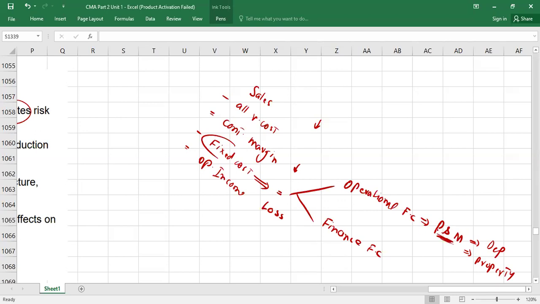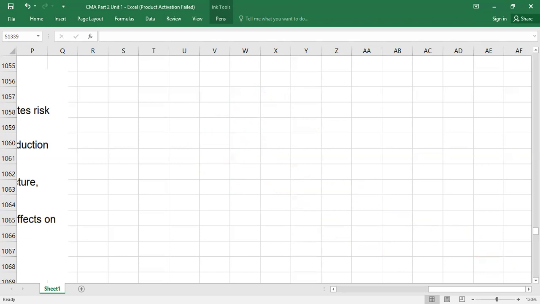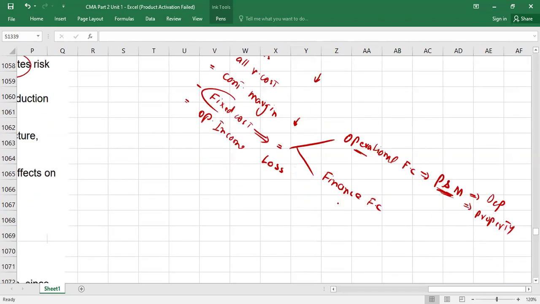Maybe you have rent, etc. So all the fixed cost which is relevant to your operation is called operational fixed cost. And the fixed cost which is relevant to your finance.